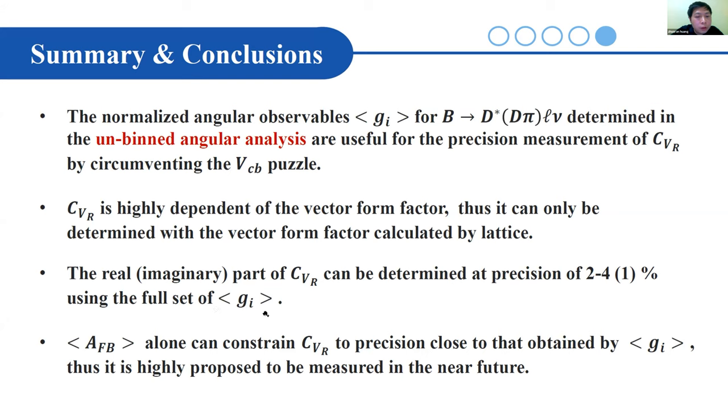Having in mind that to simultaneously explain B to D star L nu and the inclusive decay, we need a 5% CVR, such precision is still quite meaningful. Last but equally important is that the forward backward asymmetry alone can constrain CVR to a precision close to that obtained by the full angular analysis. Therefore, we highly recommend to do this single measurement in the near future.